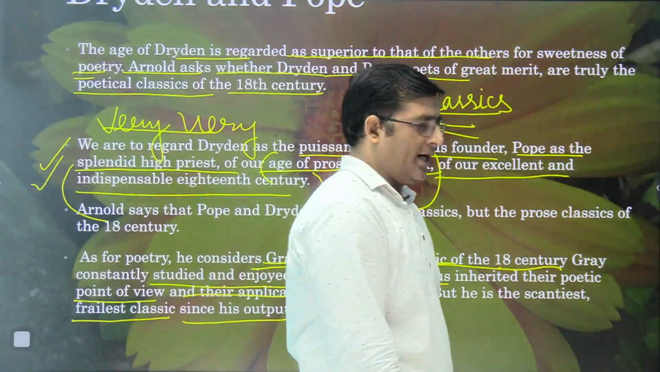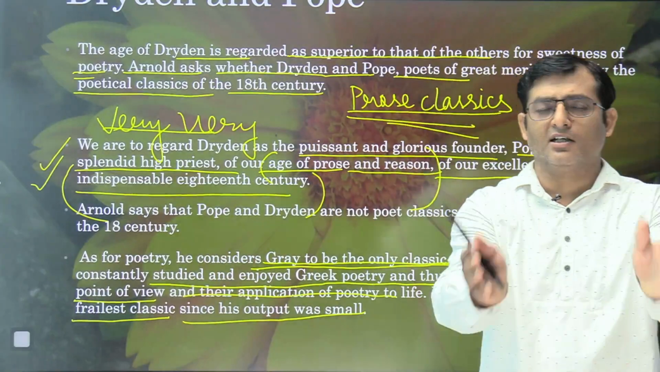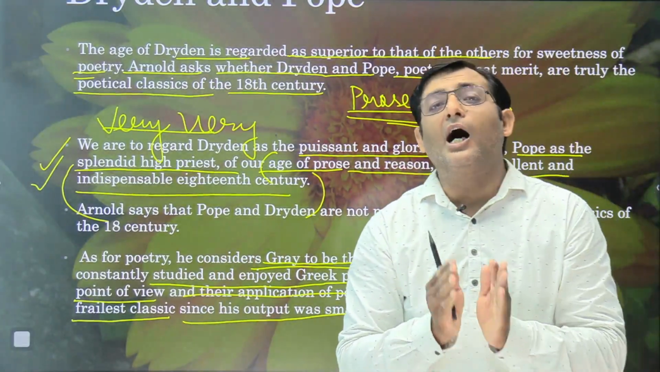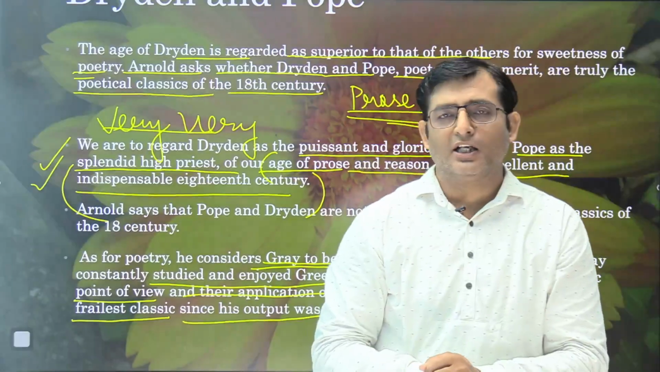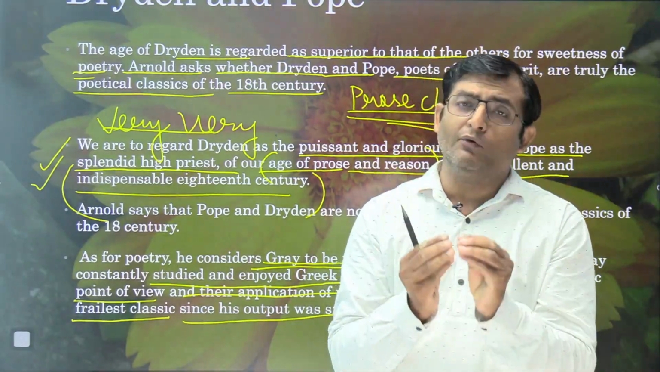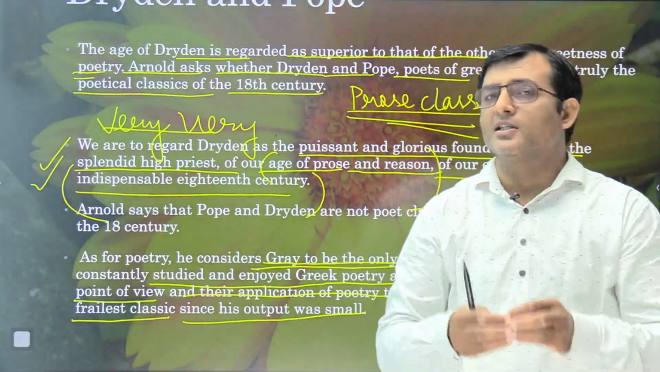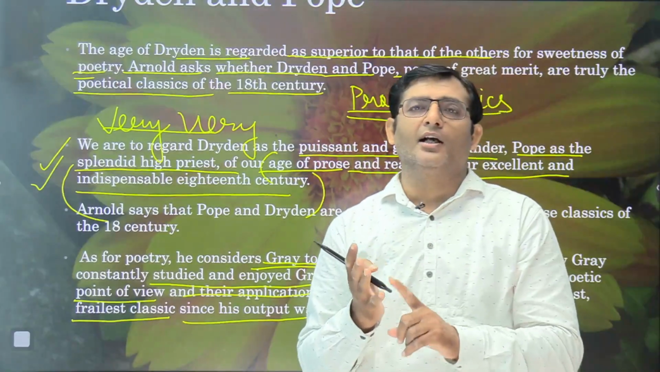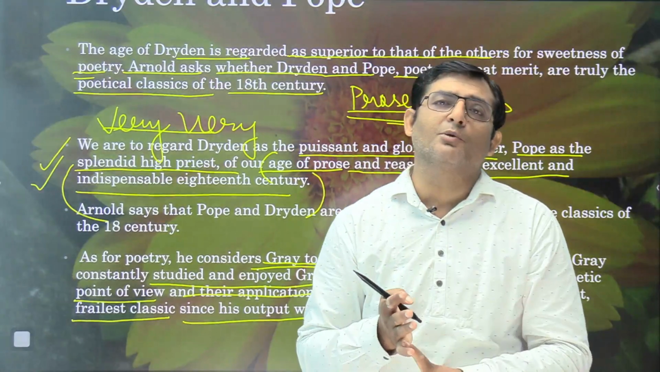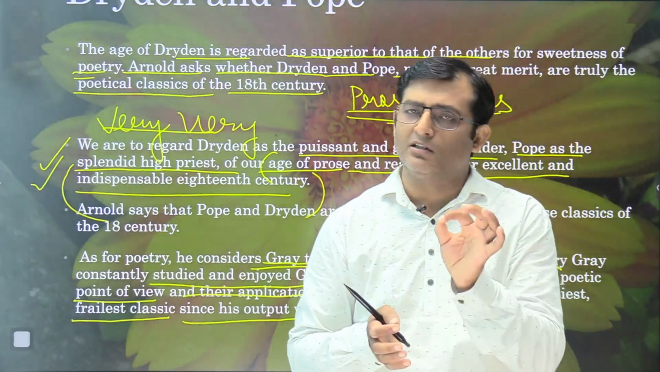He was a master in classics, he had studied classics, but his output in the field of classicism is very little. Right, many questions are here in the slide. Once again I recapitulate. According to Mr. Matthew Arnold, Mr. Dryden and Mr. Pope were prose classics, not the poetic classics.